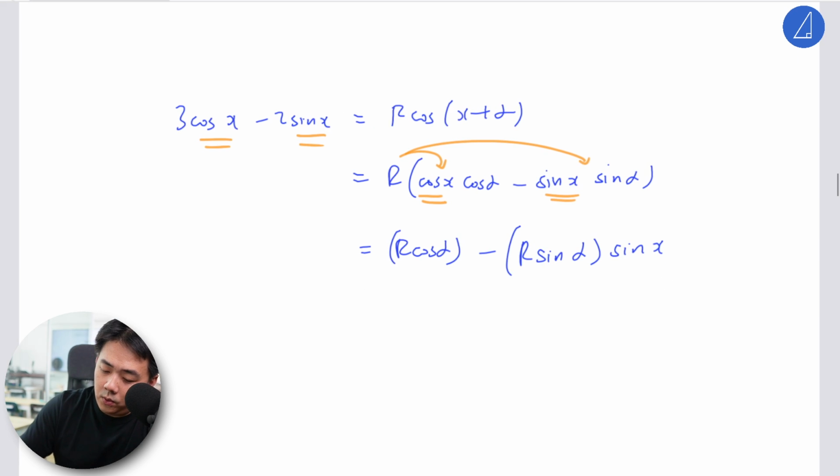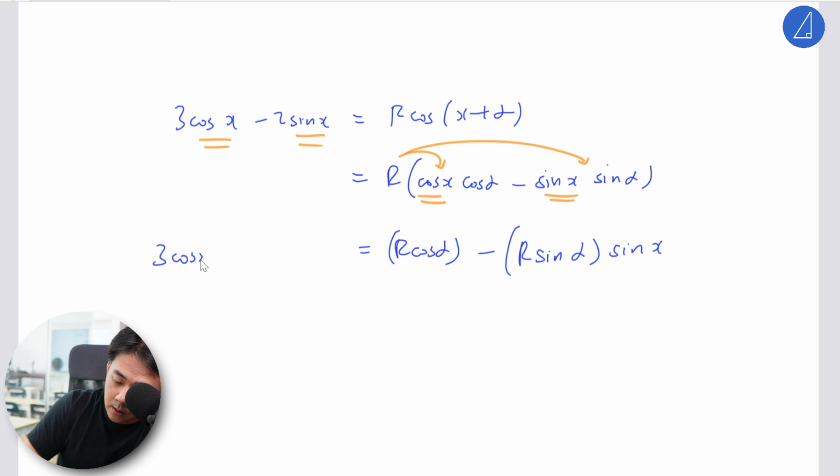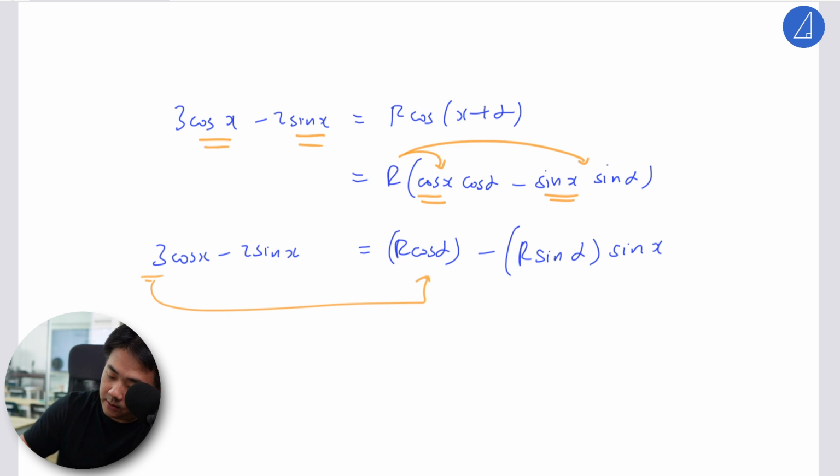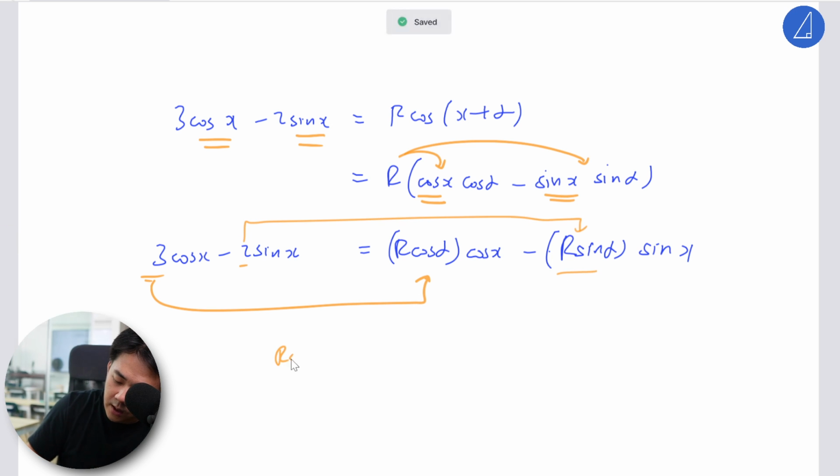So what we do is then we compare the coefficients. Usually what I'll say is, you just compare this one with this one, cosine, then this one with this one. So what we do is R cos alpha equals 3. Then R sin alpha equals 2.